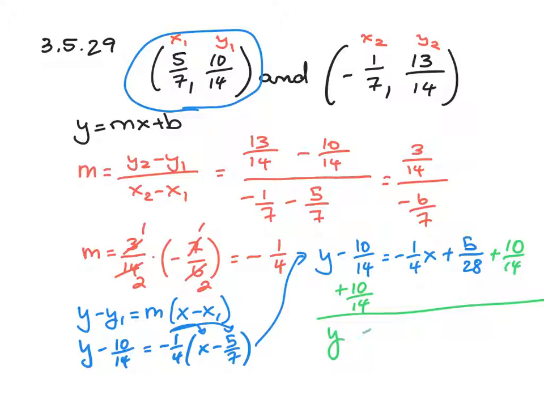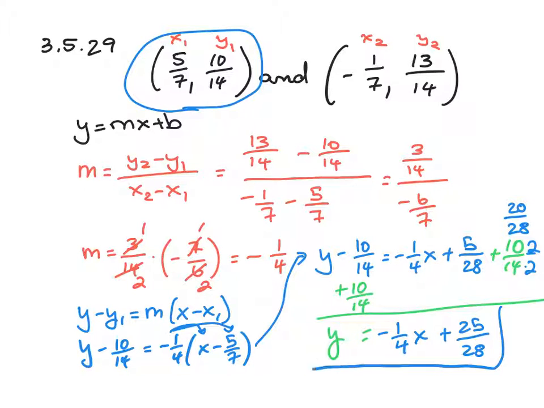first of all, find the least common denominator, since when we add, we have to have the same denominator. The least common denominator would be 28, which means this has to be multiplied by 2. So we have negative 1/4 x, 5 over 28 plus 20 (2 times 10 is 20) over 28, which would be 5 plus 20 is 25 over 28. That is the equation of the line.